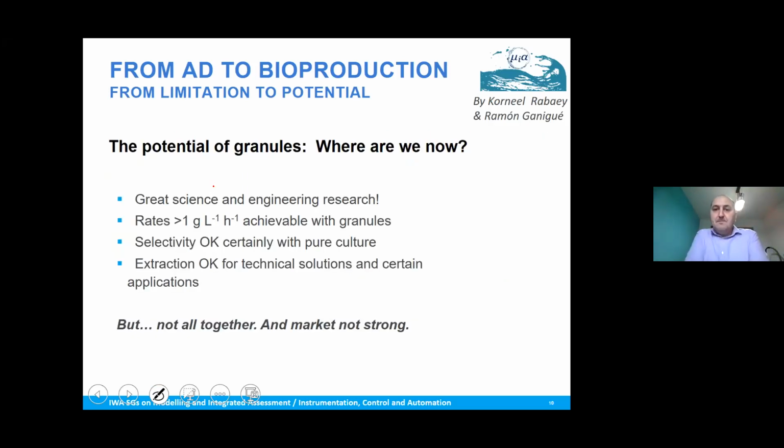So based on this research, they managed to have rates of butyrate and caproic acid production over 1 gram per liter per hour with a pretty good selectivity using pure cultures. They managed to have a very good downstream of this caproic acid, but they didn't manage so far to have all this performance all together, and the market for this product is still not strong enough.